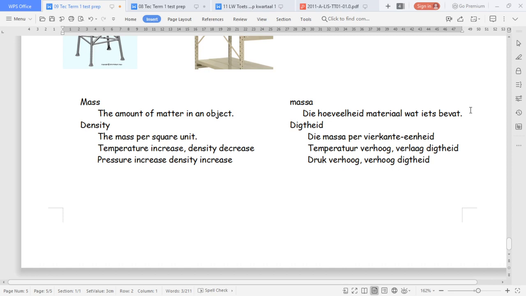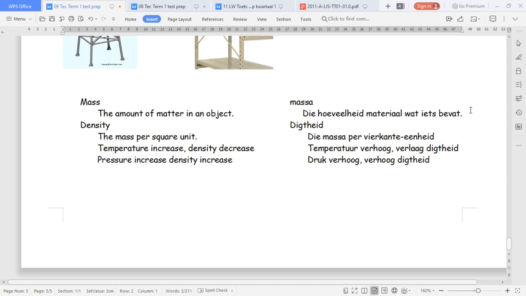Okay, dan druk, if the pressure increases, the density increases. Because now, think about it as atoms. So when we increased the temperature, we gave them more energy and they started moving around more. And now the pressure squeezes them all together. So now they're closer together, which means the density is higher. So met druk ons letterlik al die atome nader aan mekaar, so dan is die digtheid hoër.